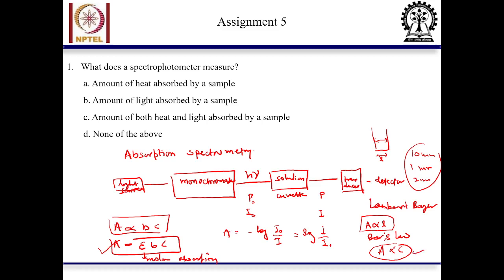Here we basically measure in the spectrophotometer the amount of light absorbed by the cell. Is it correct? I think this will give a brief idea about the spectrophotometer and why this is called Beer's law, and that the Lambert-Bourguier law was also introduced along with Beer's law.